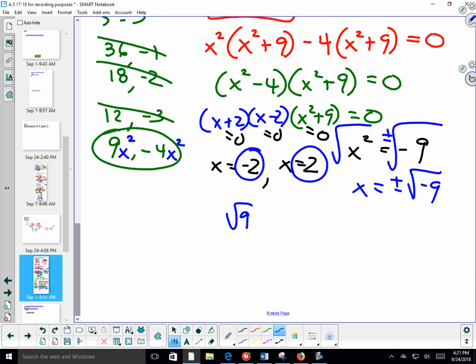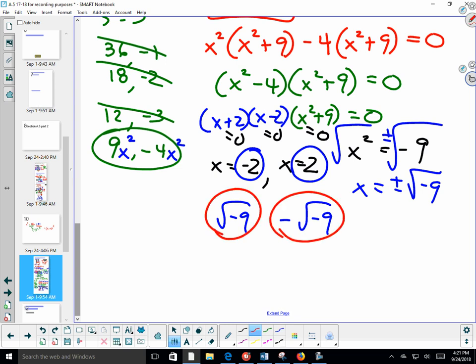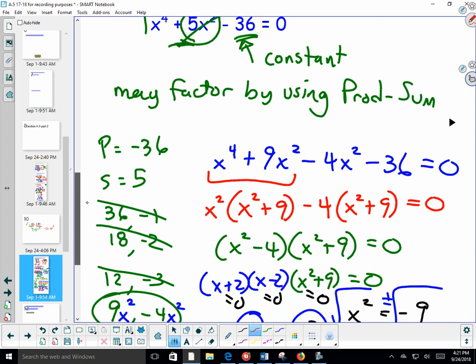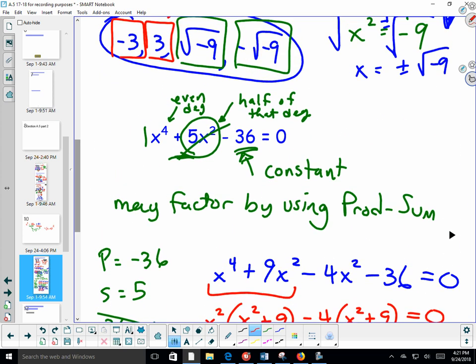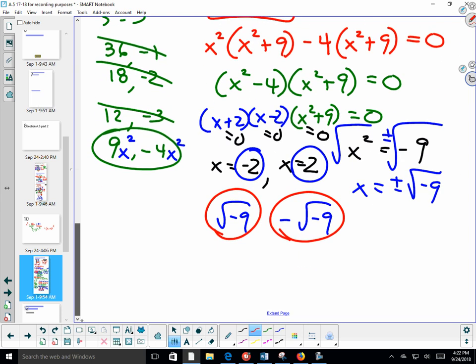Square root of negative 9, and negative square root of negative 9, which by the way is not the same as 9. So those are going to be my 4 solutions. Right, these 4 that I've circled, and that will make sense because this was what degree? This was a degree 4, so it should have 4 solutions. And we found all 4. 2 are real, 2 are imaginary.